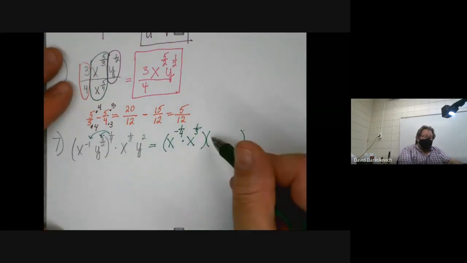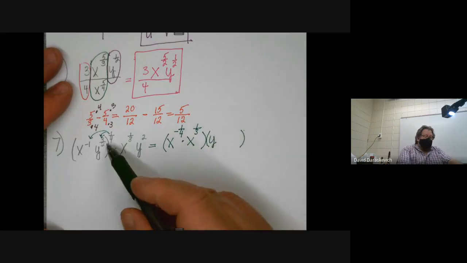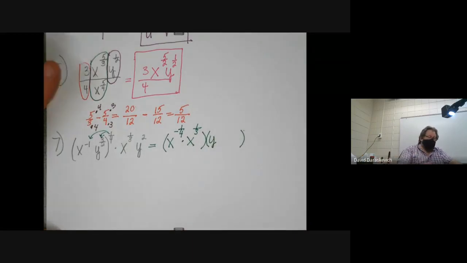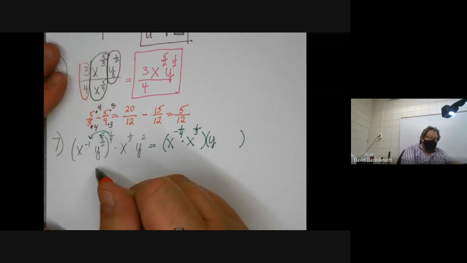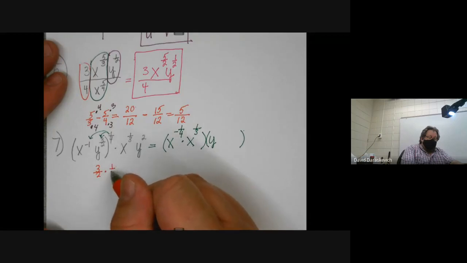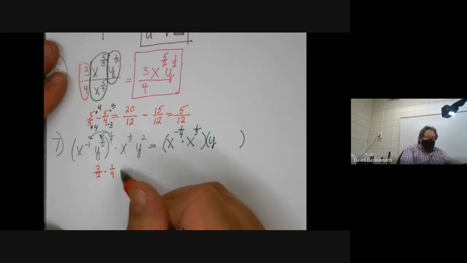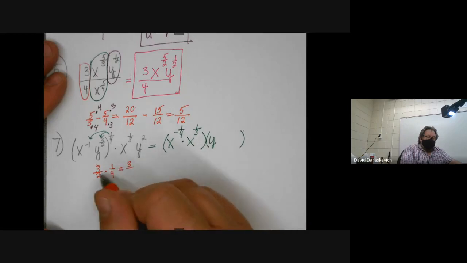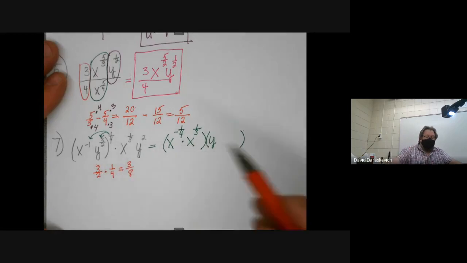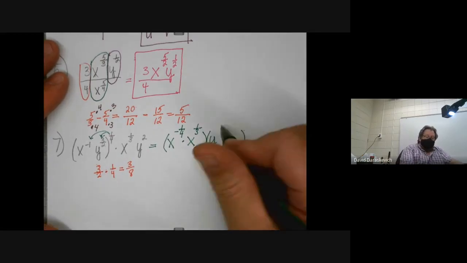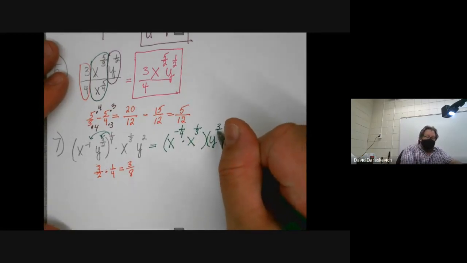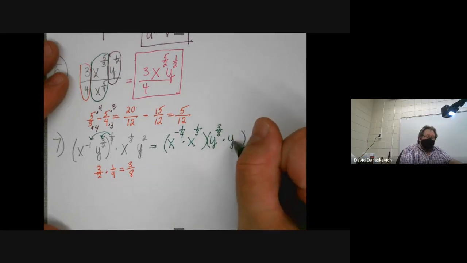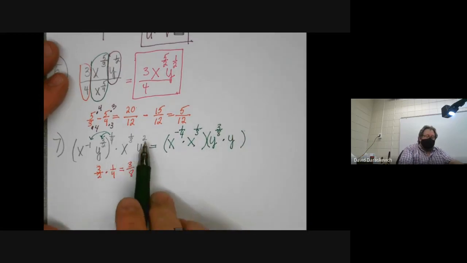My first y, I have to multiply. I've got to multiply fractions. A lot easier than adding and subtracting because I just multiply across, 3/2 times 1/4. Make sure nothing cancels out because you can save yourself a step if you do that. 3 times 1 is 3. 2 times 4 is 8. So my first y is y to the 3/8. And my second y is y squared.